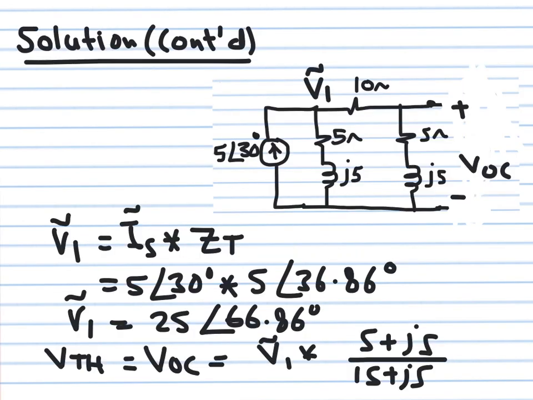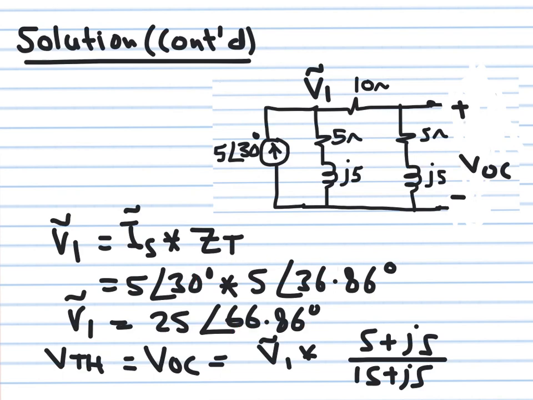This is the last step. I'm going to multiply this current source by the total impedance to get the voltage, which I called V1. The source is 5 angle 30. The impedance is 5 angle 36.86. When you multiply two complex numbers, you multiply the moduli and add the angles. And this is what I did here. 5 by 5 gives 25, and this angle plus this angle gives this one.